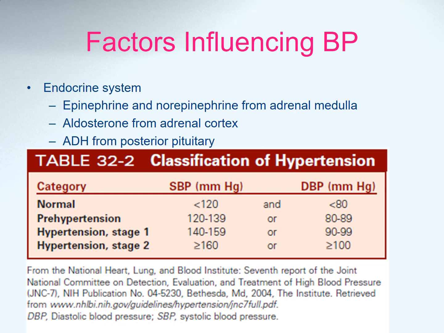Hypertension is defined as a persistent systolic blood pressure of 140 millimeters mercury or more, diastolic blood pressure of 90 millimeters mercury or more, or current use of antihypertensive medication. Pre-hypertension is defined as systolic blood pressure of 120 to 139 millimeters of mercury, or diastolic of 80 to 89 millimeters of mercury.